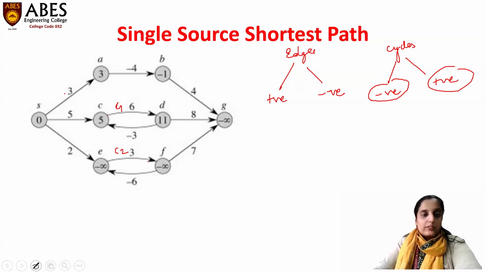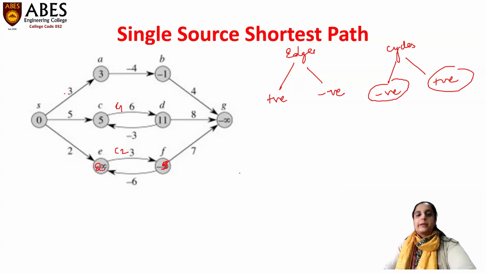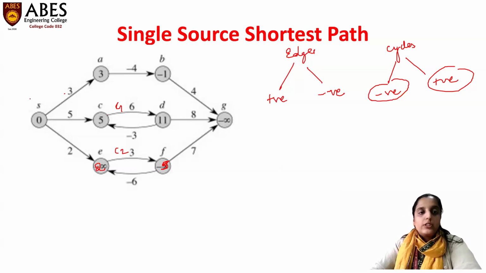By mistake, I have mentioned it as minus infinity. Let's take some weight, let's take it as 2. Let's take it as 5. Right. So now let's start with this. We'll only cover the cycle part because we want to understand what is a positive cycle and what is a negative cycle. So first of all, we will initialize our source vertex as 0 and all other vertices as infinity, like we did in Prim's algorithm.